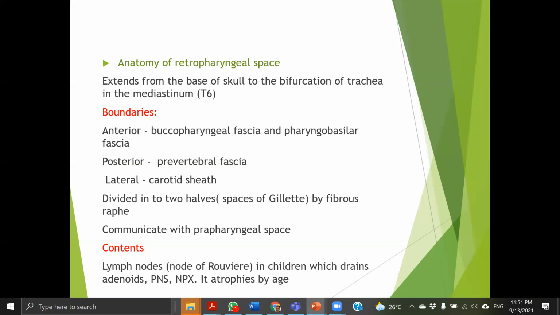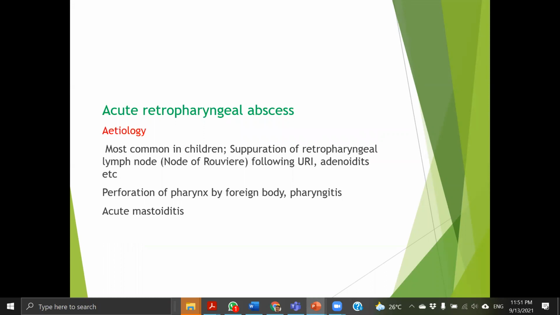The retropharyngeal space communicates with the parapharyngeal space. Contents are retropharyngeal lymph nodes. It's the nodes of Rouvier in children, which drain the adenoids, paranasal sinuses, and nasopharynx. It atrophies by age. Acute retropharyngeal abscess. It is the collection of pus in the retropharyngeal space.